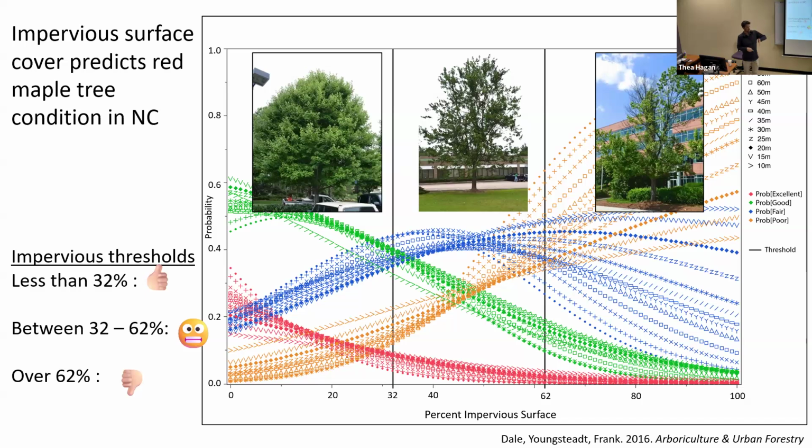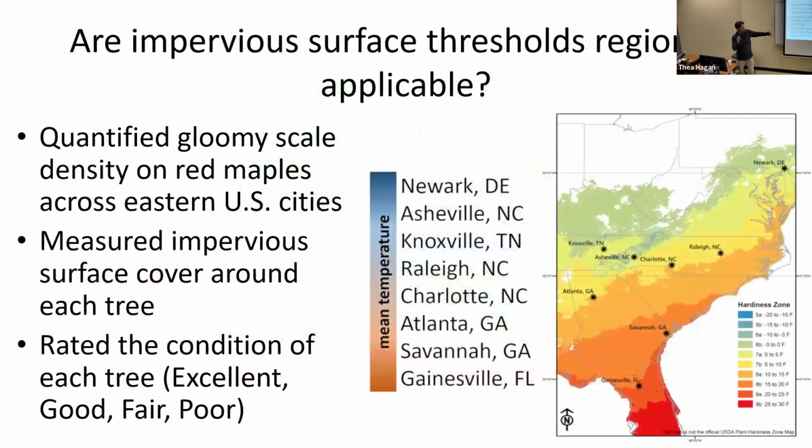So these are our thresholds of impervious surface to help guide tree planting decisions and management after planting based on local measurable conditions. And we've expanded this work to see how this varies across the East Coast. So all that work was based in North Carolina. But how do trees in Gainesville or trees in Savannah or trees in Delaware respond to these changes in local conditions? I swear we didn't intentionally leave out South Carolina.